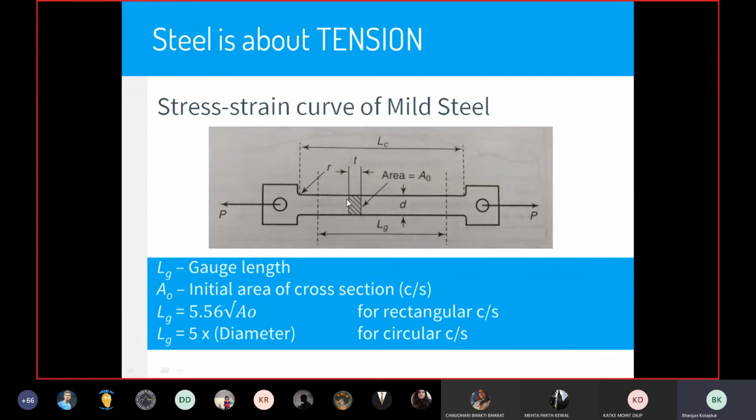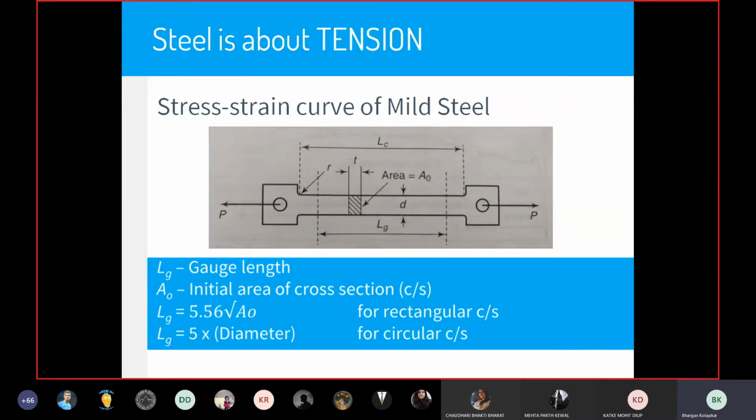Okay. Then the area of cross section. You understand what is area of cross section, right? The shaded area is not the area of cross section. Area of cross section is when you cut it, and the width and the thickness that you see is the area of cross section.